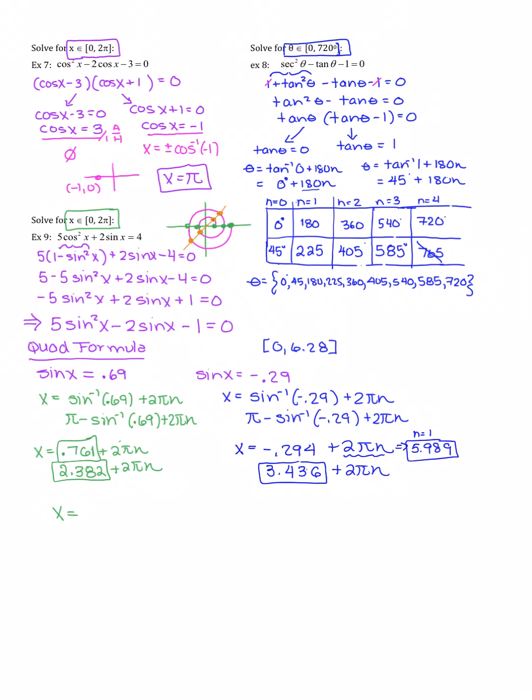And then just putting those in order, starting with 0.761, then 2.382, then 3.436, and lastly 5.989. That's all within the 0 to 2 pi, so I'm less than the 6.28. If I keep adding another 2 pi, I'm going to be outside my range. Whew, that was intense. I know.